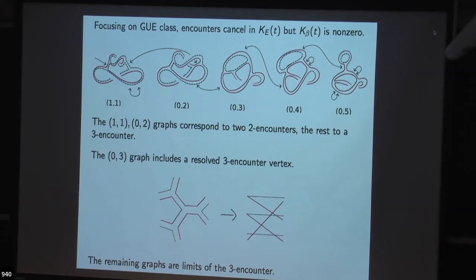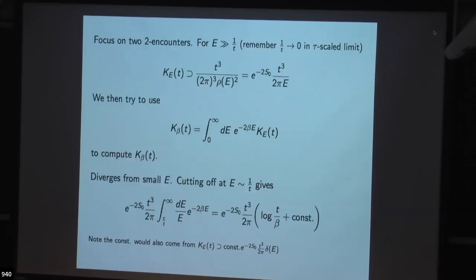And so like what we saw in the 2 encounter, there's some extra graphs which are sort of limits of the 3 encounter we need to include. So these are the 2 encounters, these are the 3 encounter. And so all the graphs correspond to encounters, including some of their limits. Now, let's focus on the two encounters for now.